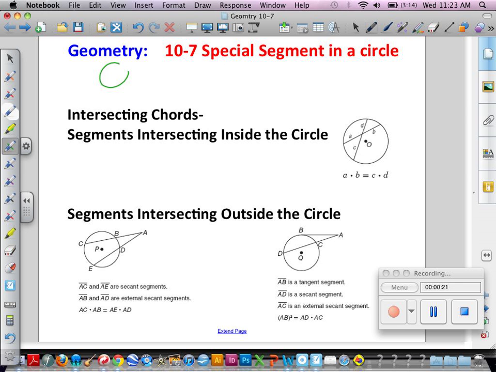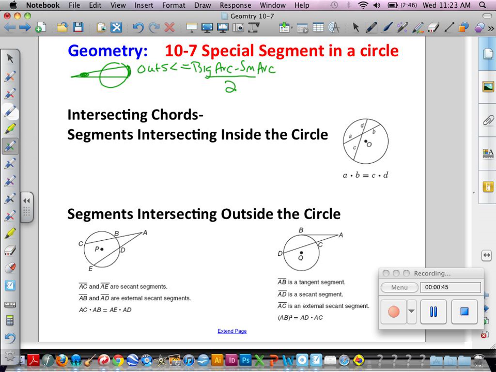If I have an outside angle, this is two secant lines. Here's my outside angle. To find an outside angle, you take its big arc and you minus the small arc, and then you divide by 2.